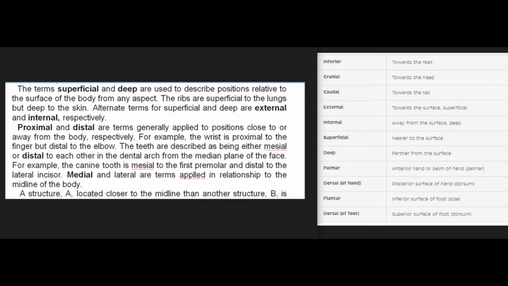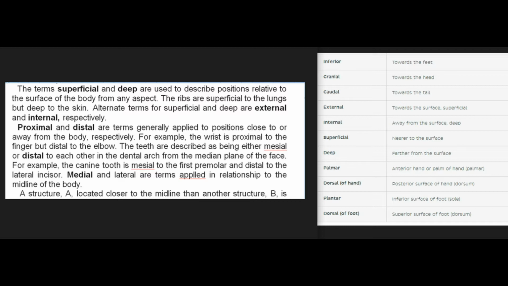The teeth are described as being either mesial or distal to each other in the dental arch from the median plane of the face. For example, the canine tooth is mesial to the first premolar and distal to the lateral incisor. Medial and lateral are terms applied in relationship to the midline of the body.